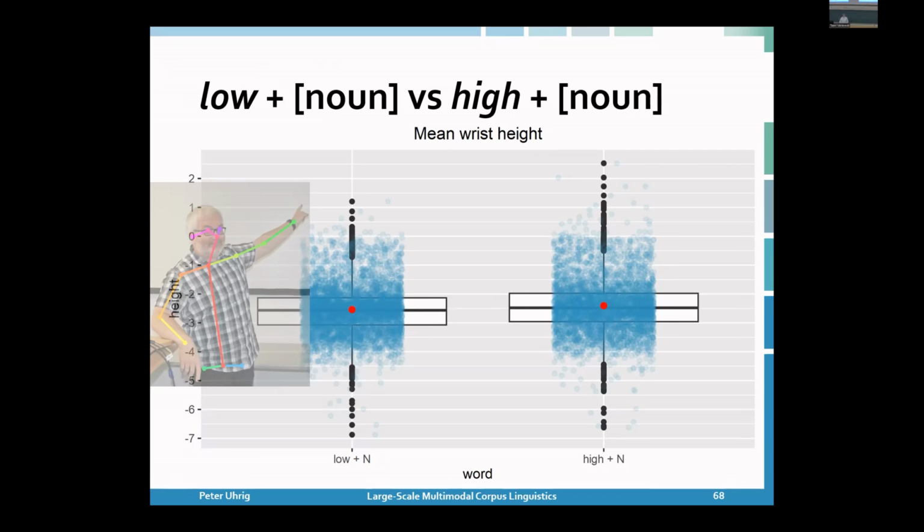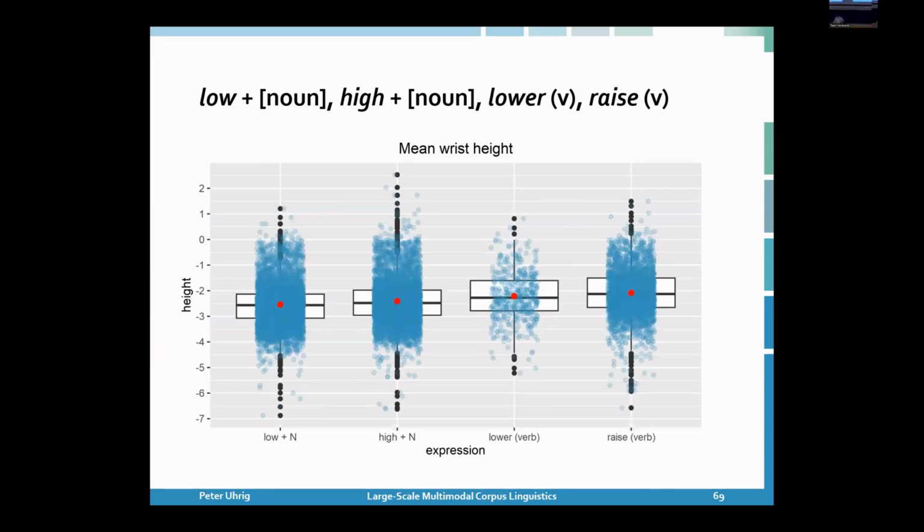The difference is, of course, because we have such a huge data set, highly significant, no question about that. And it works. So with high, we get slightly higher wrist positions than with low. Now, let's compare this with lower and raise as verbs. Let's try the same thing.